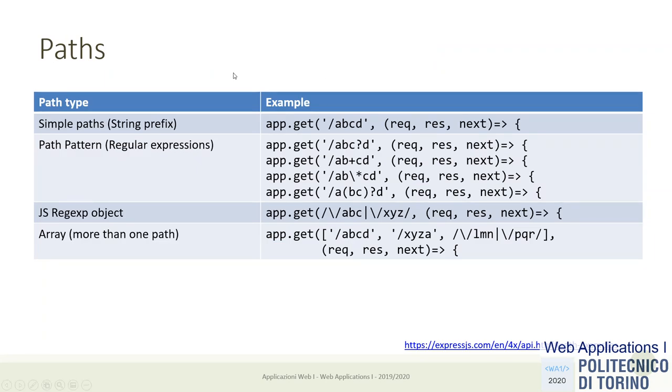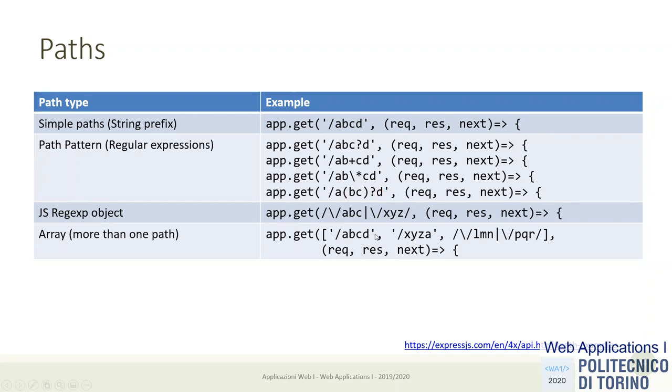Concerning paths, Express is more powerful than what we have done up to now, because we can specify the path with different syntaxes. With a normal string, which we interpret as a prefix, or with a pattern, so we can have some wildcards saying that C is optional, or B can be repeated one or more times, or zero or more times with the asterisk. It's a simplified form of regular expression, and A, B, and optional C will match AD or ABCD.